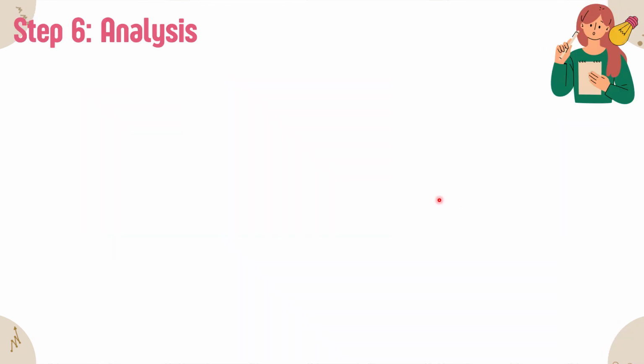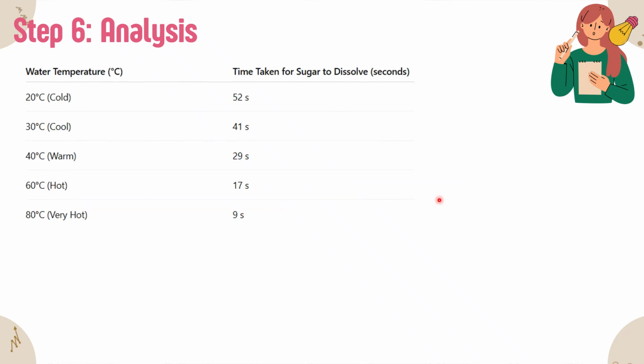Now, after performing an experimentation, the next step is analysis. So this is the data I have got after performing that particular experiment. I can see in this data that as I was increasing the temperature, the time required for the sugar particles to dissolve was decreasing, as I was expecting at the beginning.